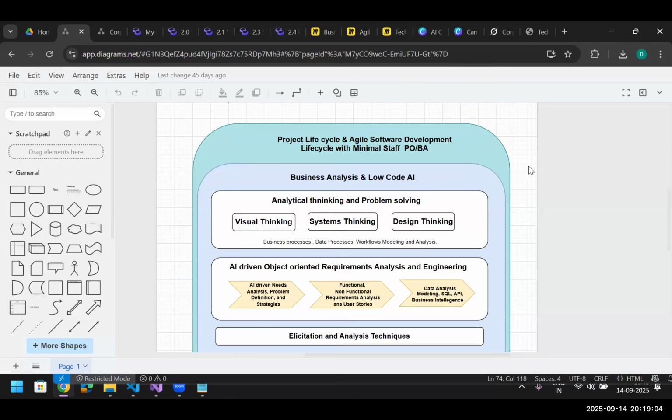Minimal staff. What does it mean, minimal staff? That's what I'll connect with the point from Lakshmi. Lakshmi mentioned one point, it's a great one: why BAs are in demand, right? Because if you observe the industry for the last 10 years, we have three disciplines.